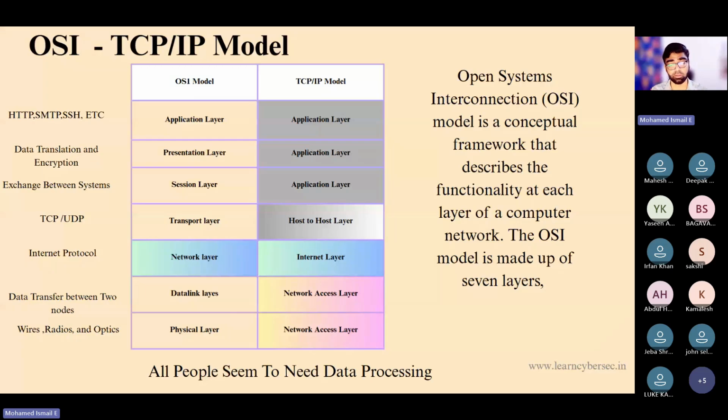All people seem to need data processing. A for application layer, P for presentation layer, S for session layer, T for transport layer, N for network layer, D for data link, P for physical layer. There are so many mnemonics; whatever works, just remember all 7 layers and what work is being done in each layer, because the question they form is: I'm using the HTTP protocol, which layer does the HTTP protocol fall under? You must know it is layer 7, the application layer.